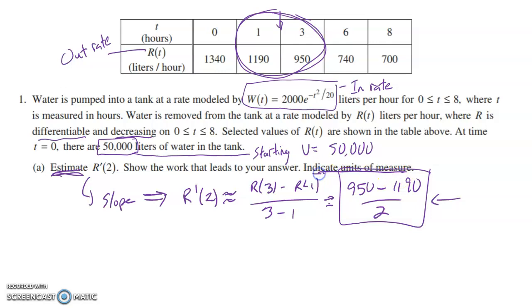They do say indicate units of measure. So all I got to do is think about what are the units of R? It's liters per hour. And what are the units of time per hour? You could leave it like this, or you could say liters per hour squared. Either one's good. Okay, part A is done. Cool, let's go to part B.